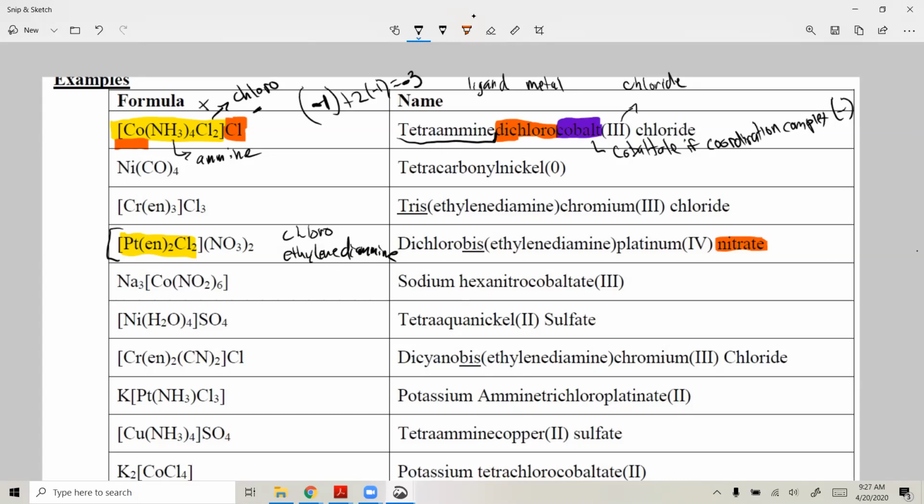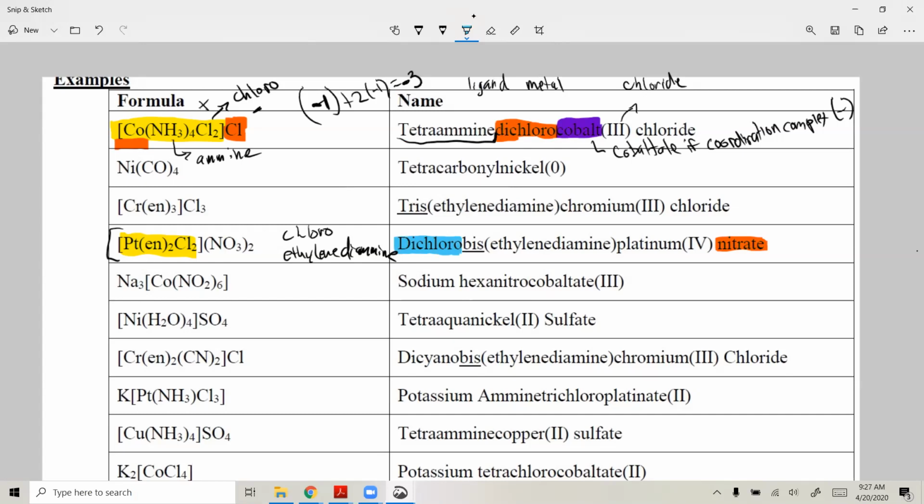So which of these is going to go first? Is it going to be our chloro or our ethylene diamine? Chloro. So how many chloros are there? Two. So we should start that off with dichloro. And then how many ethylene diamines do we have? Two. So normally what will we use for our prefix if we had two?